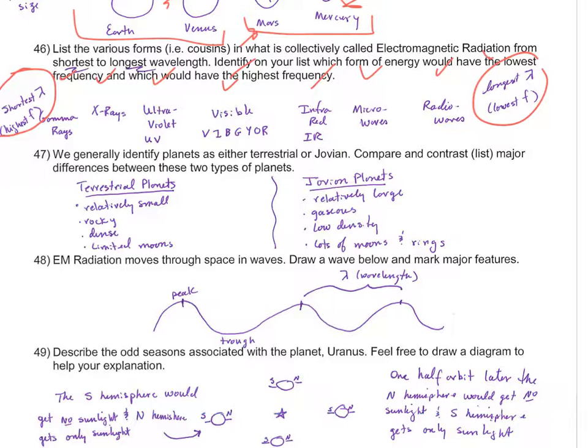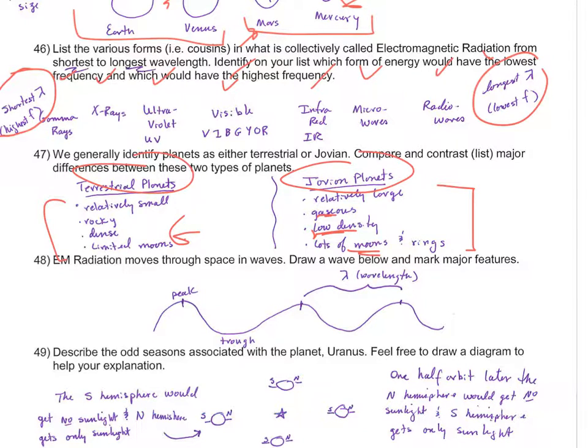So for question 47, I was asking for a little bit of information about terrestrial planets versus Jovian planets. Compare and contrast. So terrestrial planets, for instance, things we can say is they're closer to the sun, they're relatively small, they're rocky, they're dense, and they have limited moons. Compare that to Jovian planets. They're farther from the sun, they're relatively large, they're gaseous, they're not rocky, they have low density, and each of them have moons and rings.